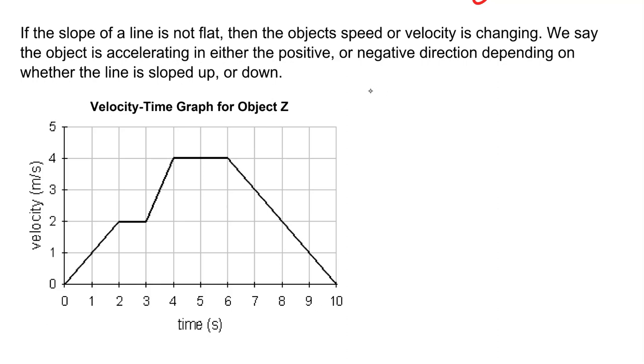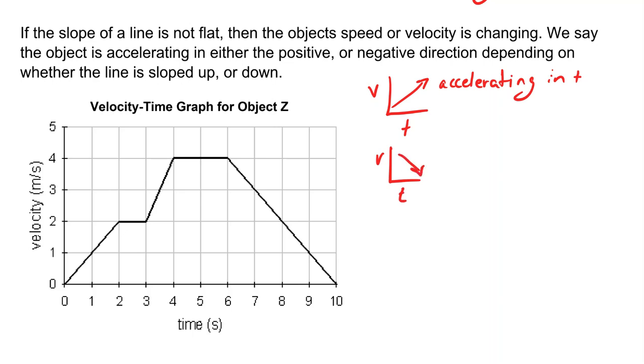So a VT graph where the object's going like this, that's accelerating in the positive direction. A VT graph that's going like this means accelerating in a negative direction. And all that means is that it's slowing down. We'll get to it later.